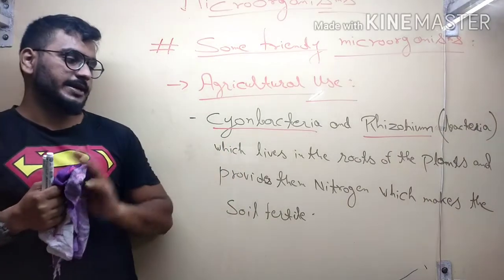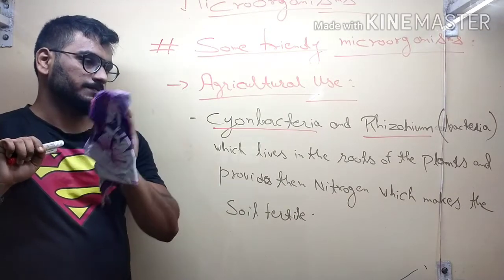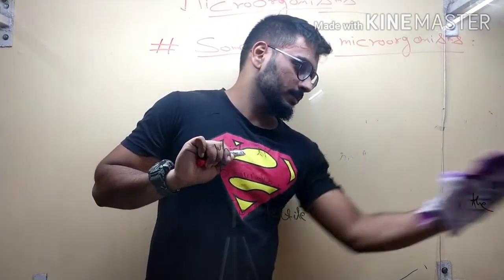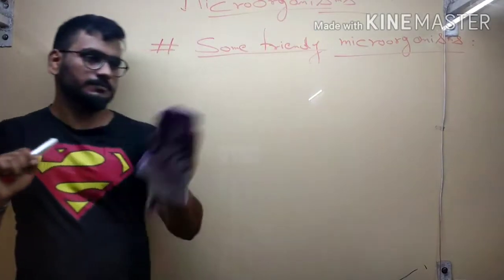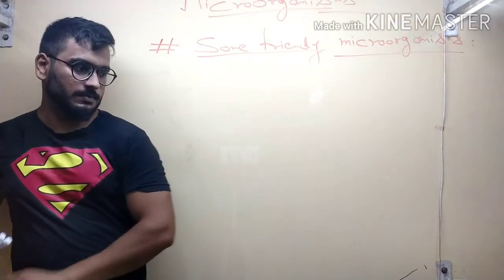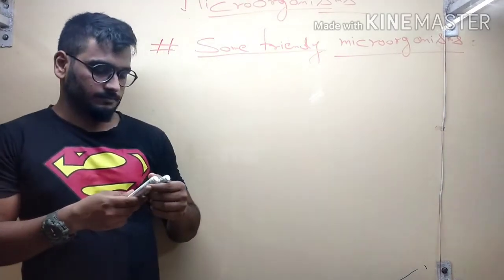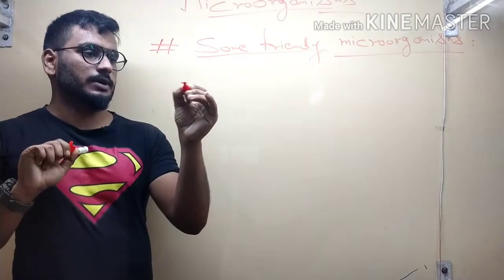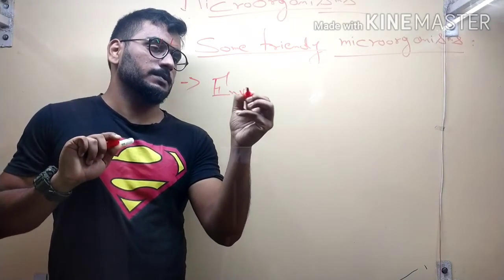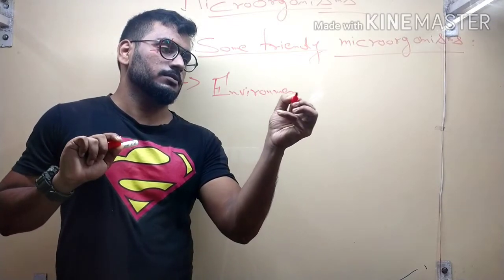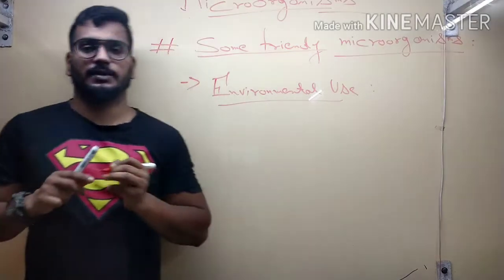Now this was the agricultural use. Now there is one more point, which is environmental use. So the next point is environmental use. How are bacteria useful for our environment?